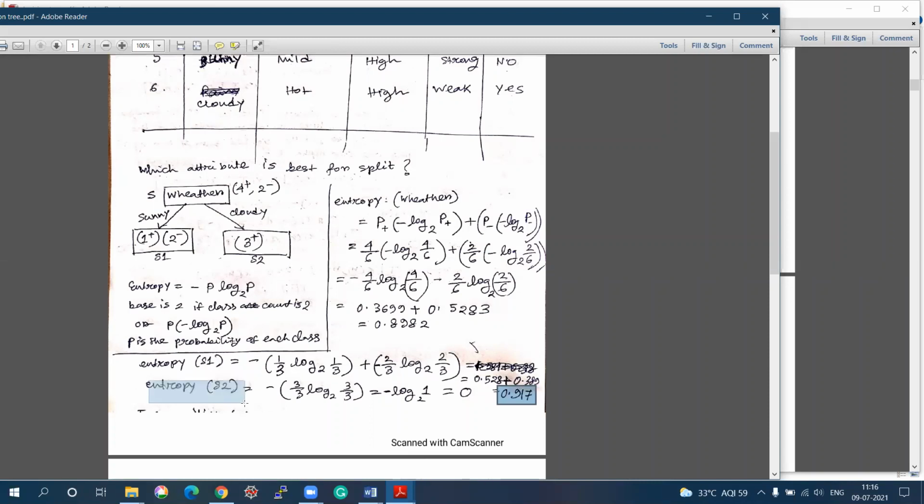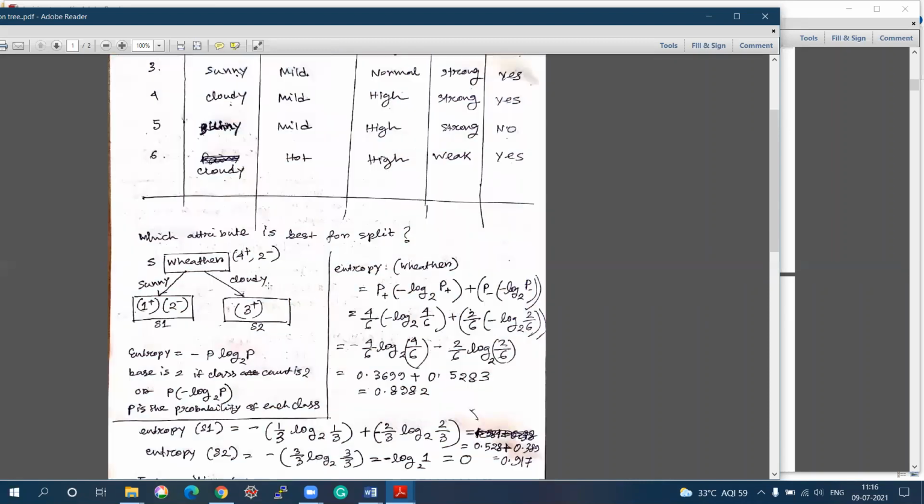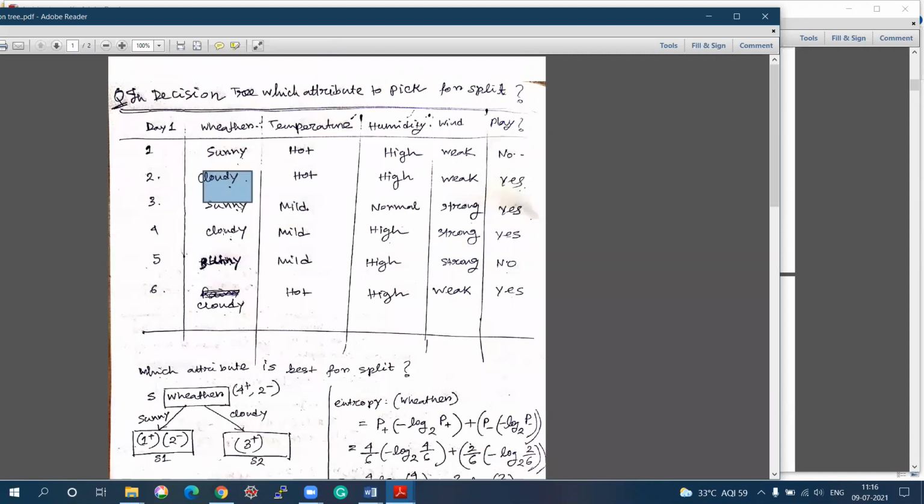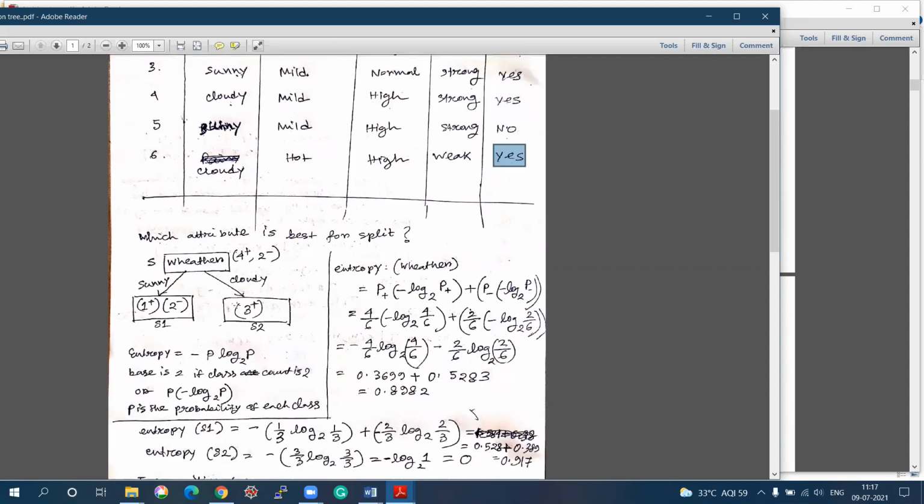0.917. Entropy of S2. So how many cloudy weather are here? Here we have 3 cloudy weather. Of the 3 cases we are getting yes value. So there are positive 3 entries. So among all the 3 entries, all of them are positive. The probability of getting positive if the weather is cloudy, that means probability of playing the game if the weather is cloudy, is 3 divided by 3 is 1. That means probability is 1.